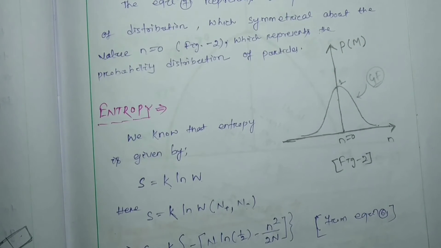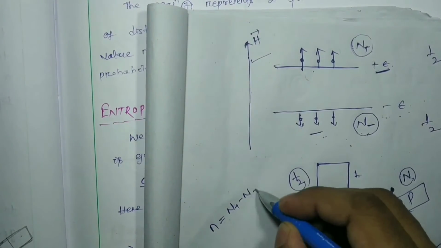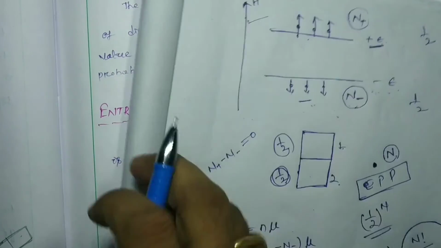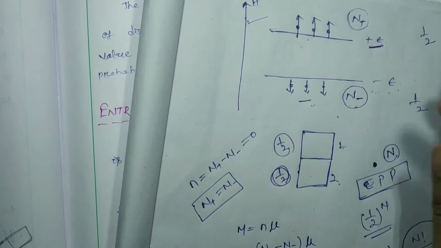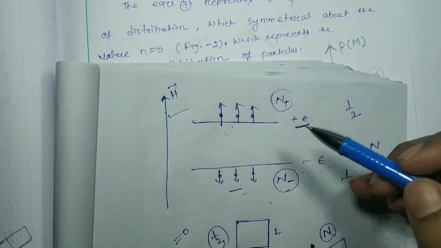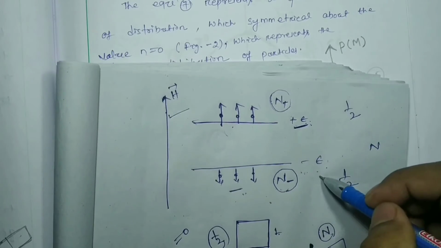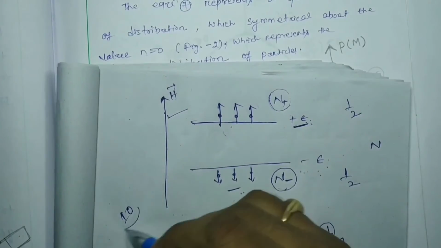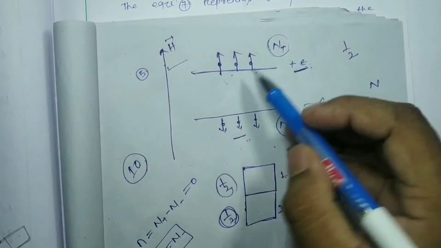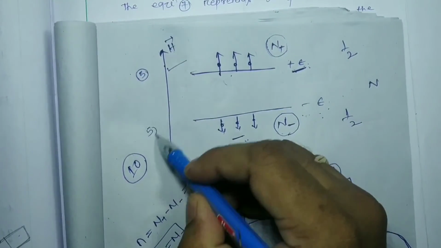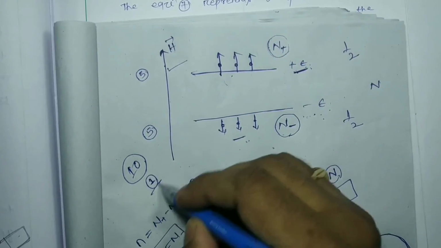What is the meaning of n equal to 0? We know that n plus minus n minus will be 0. That means n plus equals n minus, that means the particles are equally distributed in energy states plus epsilon and minus epsilon. Suppose we have 10 particles. If 5 particles are in state plus epsilon and 5 particles are in state minus epsilon, then the probability will be 1. That means we can get the maximum probability.